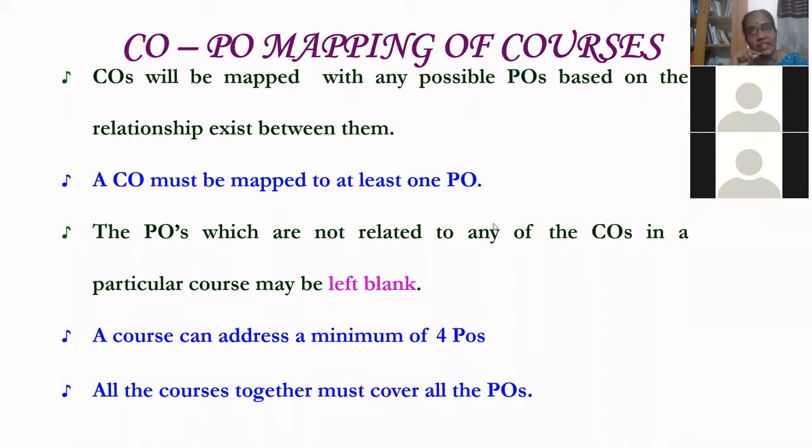So altogether, collectively, when you take all the courses that are studied by a particular student in a particular program, they should cover all the POs. So all the courses considered together must cover all the POs. This you should remember. A CO, course outcome, must be mapped to at least one PO. It may not cover all POs, but all the course outcomes together, the 5 course outcomes together, should address a minimum of 4 POs, and all the courses in your program must cover all the program outcomes.